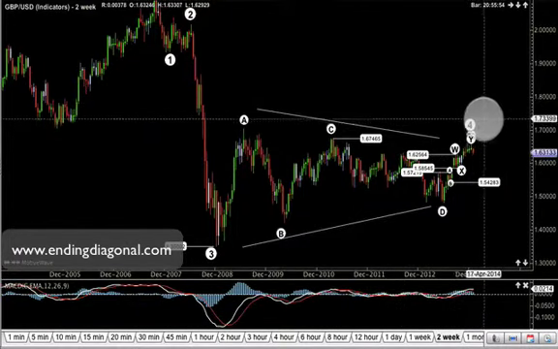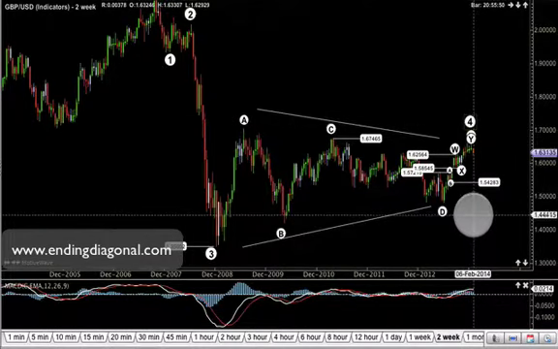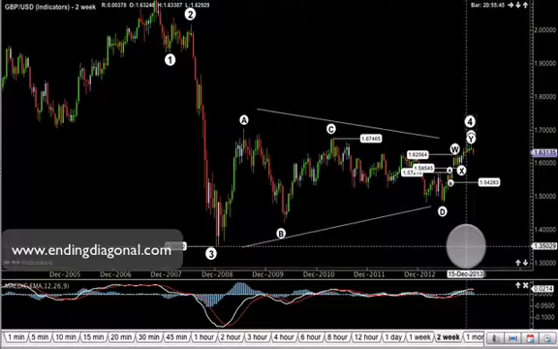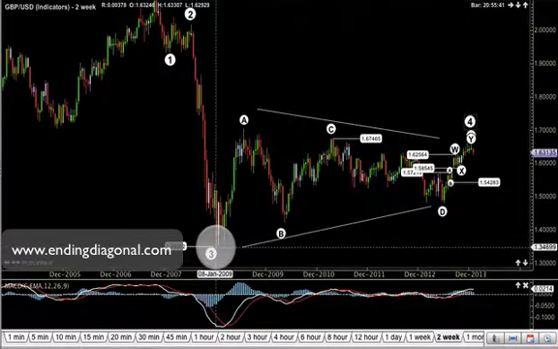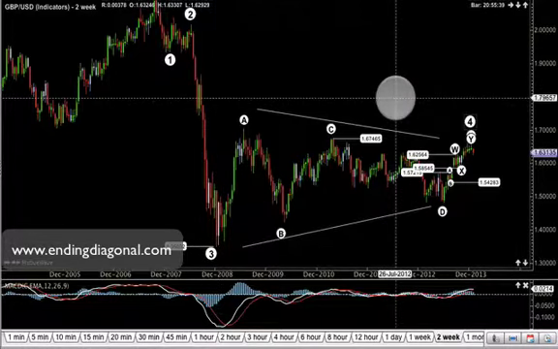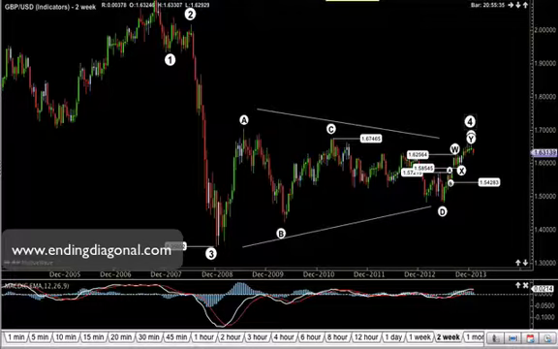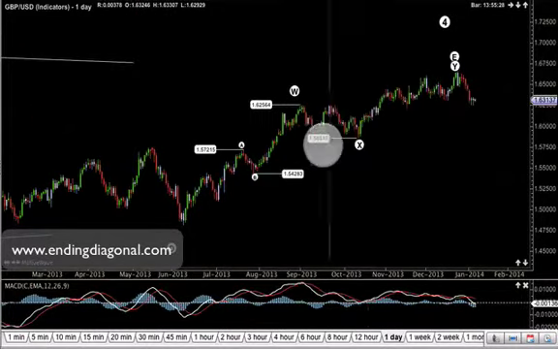on larger degree, and we are expecting price to fall below wave 3 here at 135. So that's the broad framework we are working with, and the backdrop against which we are going to be trading on a short-term basis.